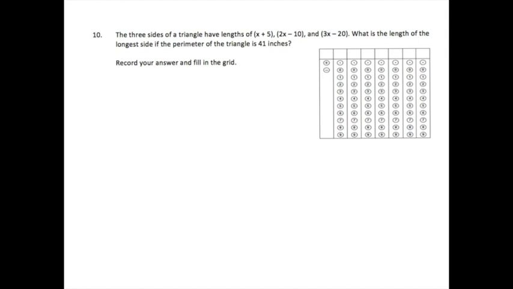Now, in this one, they're not providing a shape or a drawing. That doesn't mean that we cannot do it. It is important to identify here that they are saying 3 sides of the triangle have lengths of x plus 5, 2x minus 10, 3x minus 20. What is the length of the longest side if the perimeter is 41 inches? So we have a triangle, and the way that we find perimeter of a triangle is add all sides. x plus 5 plus 2x minus 10 plus 3x minus 20. That's the perimeter, has to equal 41.